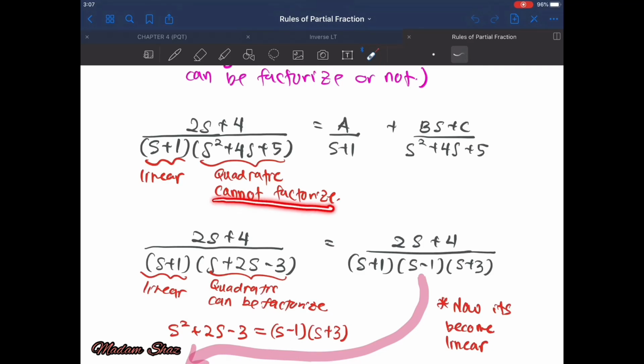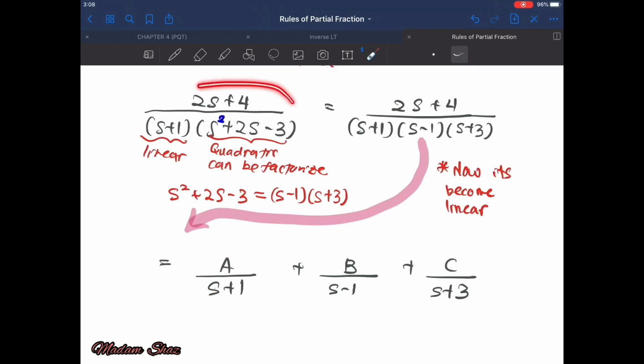So how do we write our partial fraction? Our partial fraction will become A over s plus 1, plus Bs plus C divided by the quadratic term that we cannot factorize. So if you have a quadratic term that you cannot factorize, the partial fraction numerator will become Bs plus C.